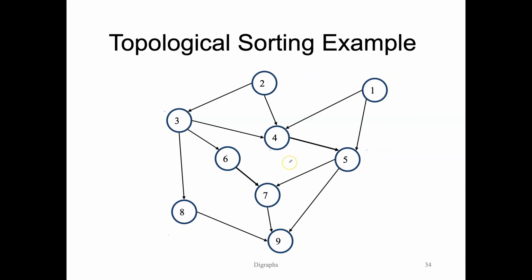Now if you had started your topological DFS at some other vertex, you may get a slightly different order, but you would still get a valid topological order in the sense that if we have an edge from A to B, then in a topological order, vertex A comes before vertex B.